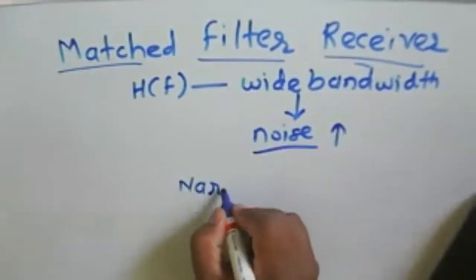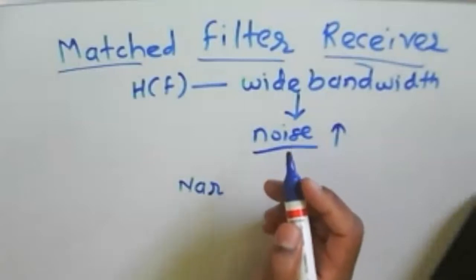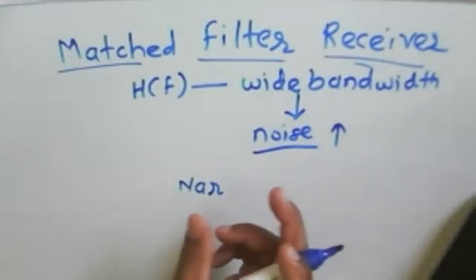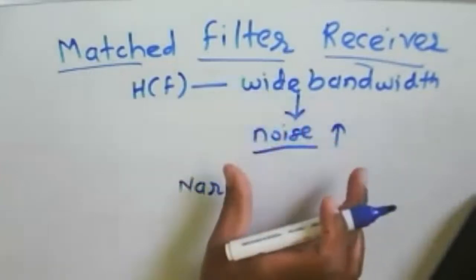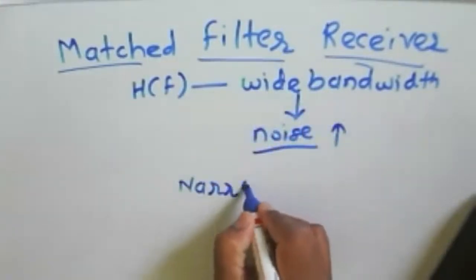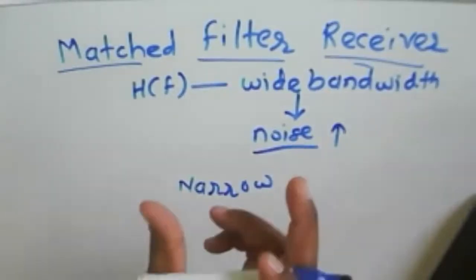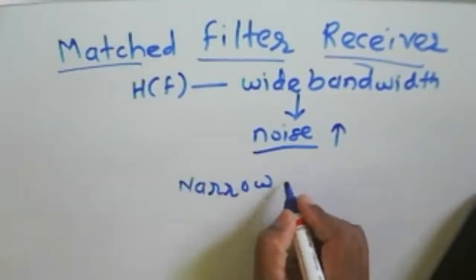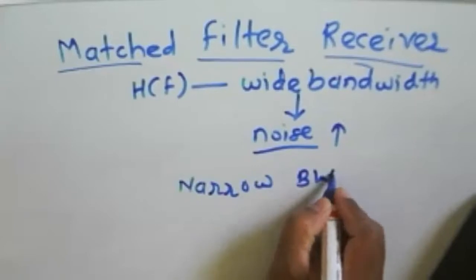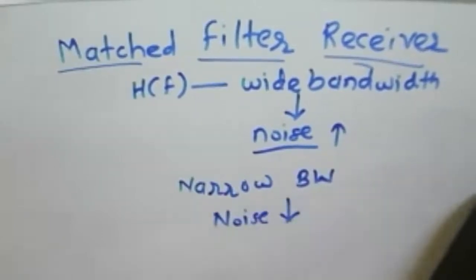what will happen in a narrow bandwidth? The occupied signal level for a wide bandwidth will be large. In the case of a narrow bandwidth, the signal occupied by this narrow band will be small. So because of the narrow bandwidth, the noise will decrease. We can reduce the noise.